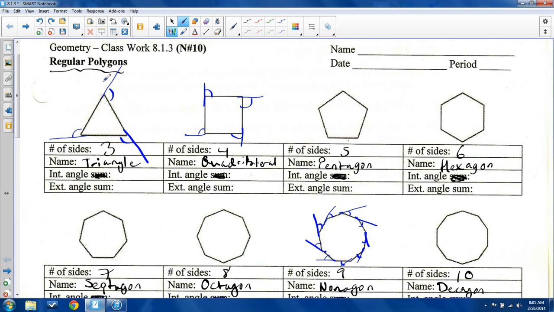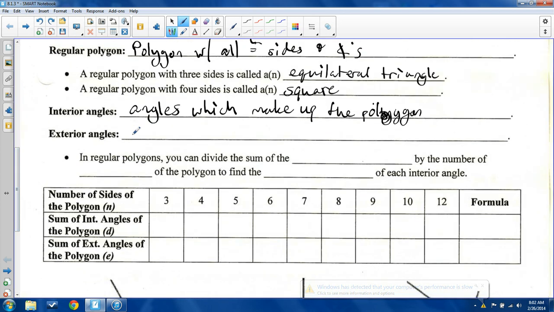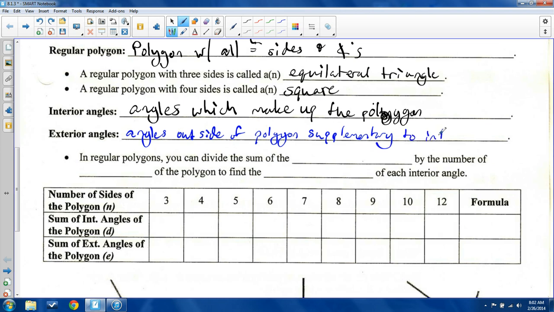But as your interior angles get bigger, your exterior angles get smaller, because their relationship is that they're supplementary. So that's what I'm going to write in the definition here. It's the angles that are outside the polygon supplementary to the interior angles. If this is my interior angle, this is my exterior angle. Interior plus exterior always equals 180. Or if you want to figure out an interior angle, you'll take 180 and subtract your exterior angles, etc. So we'll work on them that way. So exterior angles are angles outside of polygon, supplementary to interior angles.